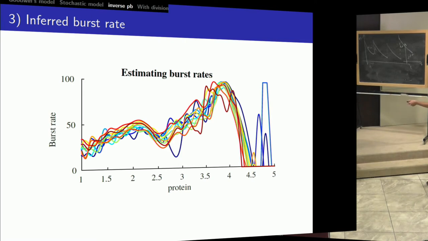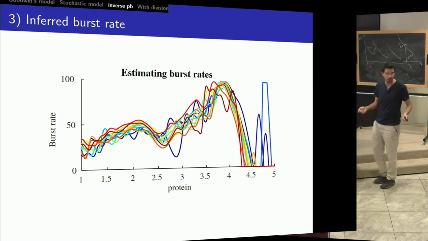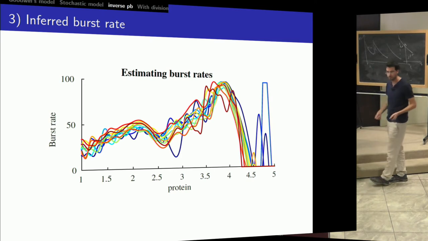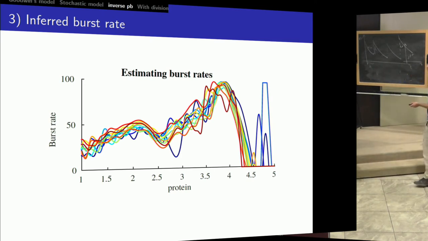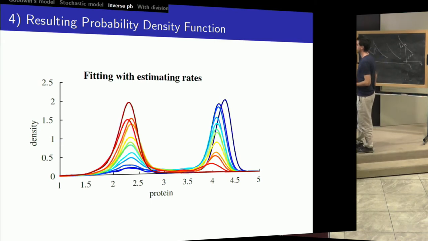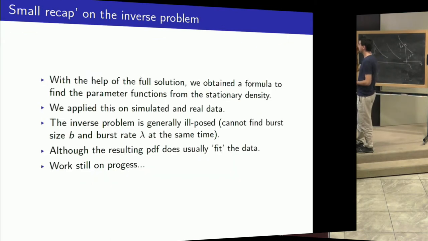And we were happy because the burst rate is more or less monotonously increasing with X, which means positive feedback, which was claimed by the authors, of course, that they built a positive feedback loop. So we didn't put this in the model, and the inference actually confirms that indeed it's a positive feedback loop. So that's good. And this is the fitting curve, of course, they are quite good.